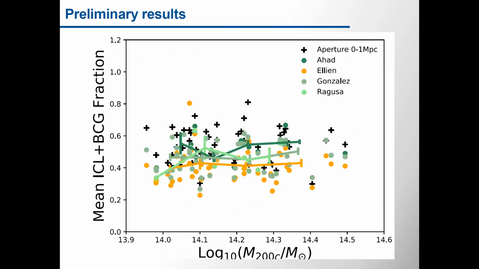Another thing that we are measuring is the fraction of ICL plus BCG with respect to the total light of the cluster. And you see here that in this case the measurements agree much better. So it might be that the problem is how we define the inner parts of the cluster.